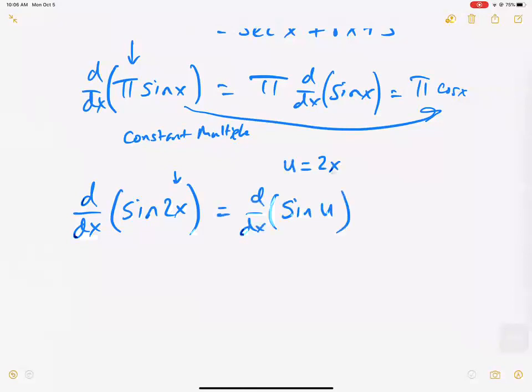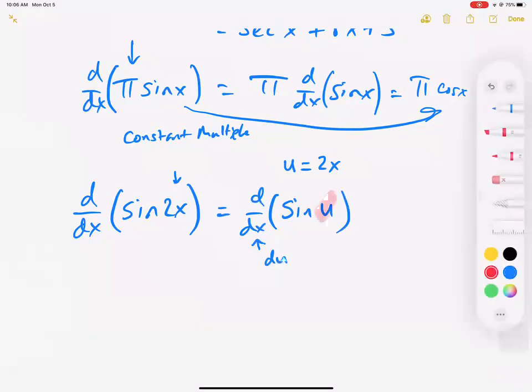Right? That looks like my rule. But it's the wrong variable. So this guy needs to change. What letter does dx have to be? This has to be du, doesn't it? Because it has to match up the variable inside and the variable I'm taking the derivative with respect to.